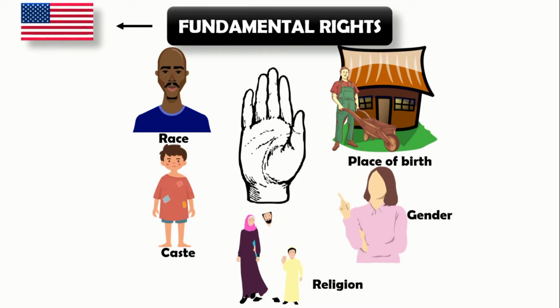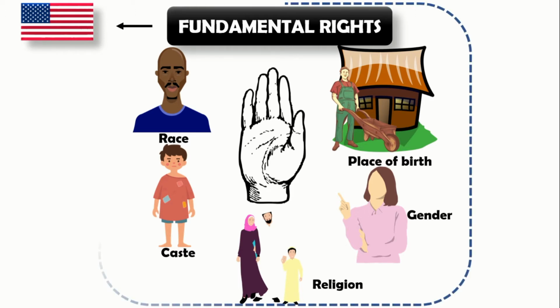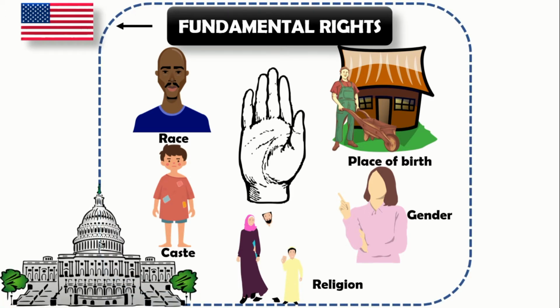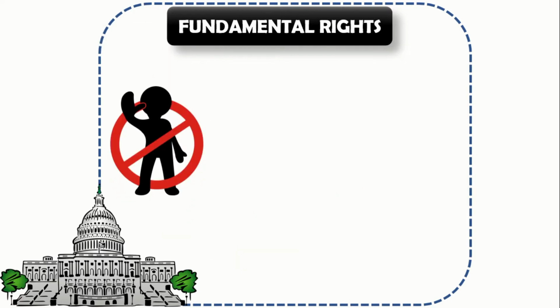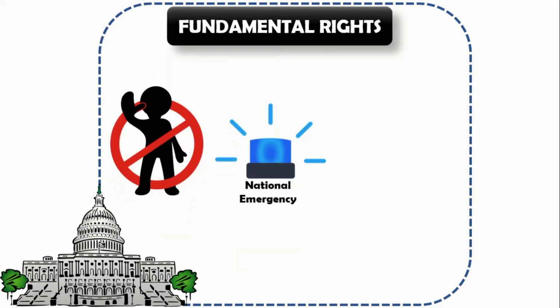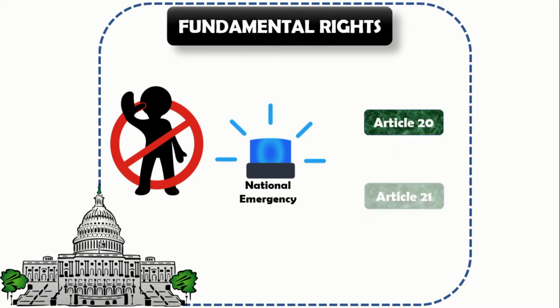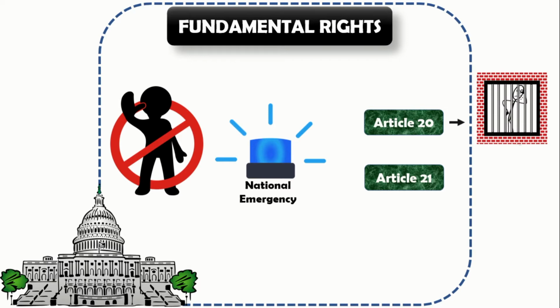Fundamental rights are justiciable and they are protected and guaranteed by the Supreme Court. It means if someone violates your fundamental right, then you can move to the Supreme Court against that entity. Fundamental rights can be suspended during a national emergency except Article 20 and Article 21. Article 20 talks about protection in respect of conviction for offences and Article 21 is about protection of life and personal liberty. These two articles cannot be suspended in any condition.